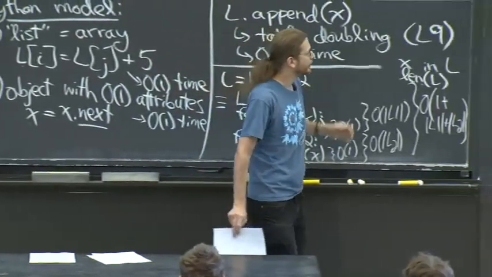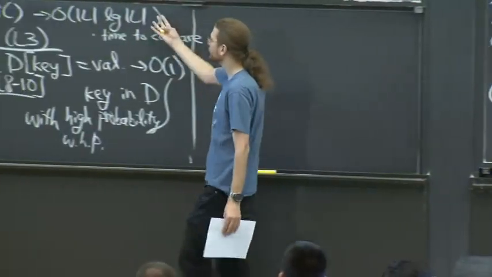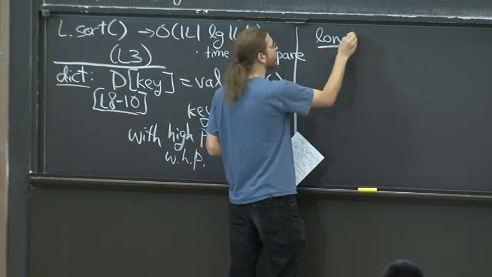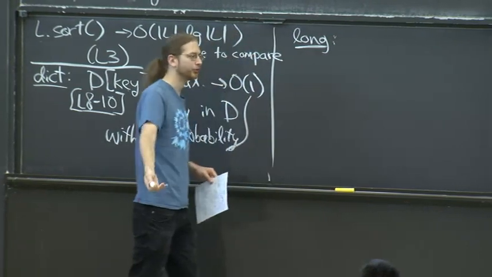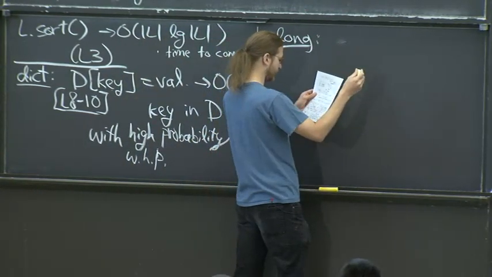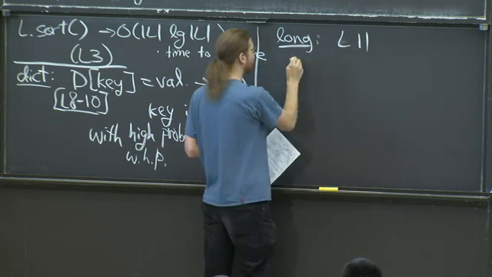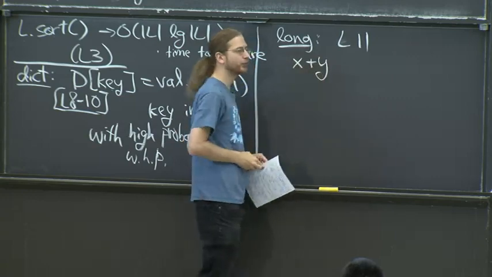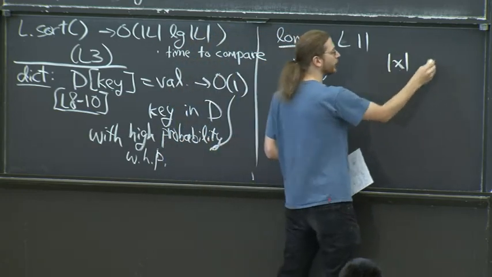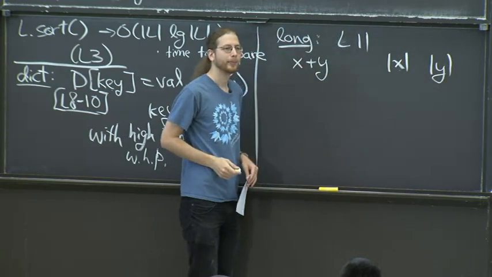We've got dictionaries. We've got sorting. Another one is longs, which are long integers in Python through version 2. And this is the topic of lecture 11. So for fun, if I have two integers x and y, and let's say one of them is this many words long and the other one is this many words long, how long do you think it takes to add them?